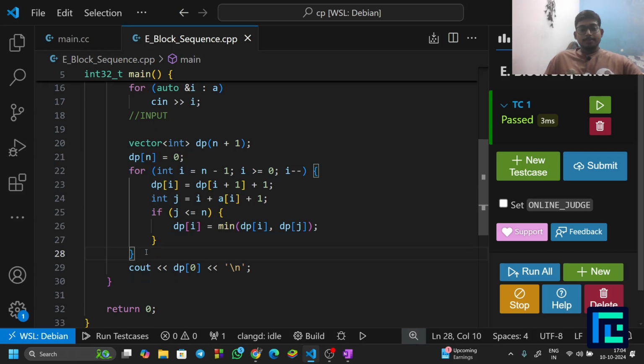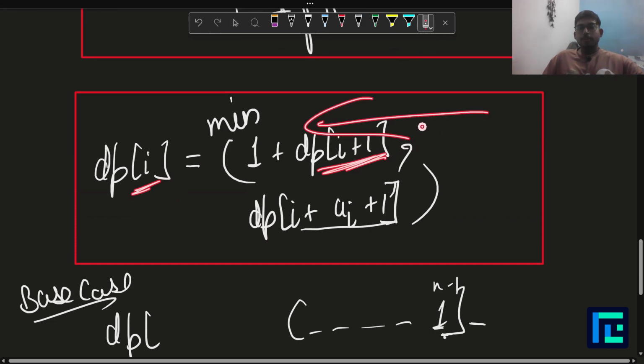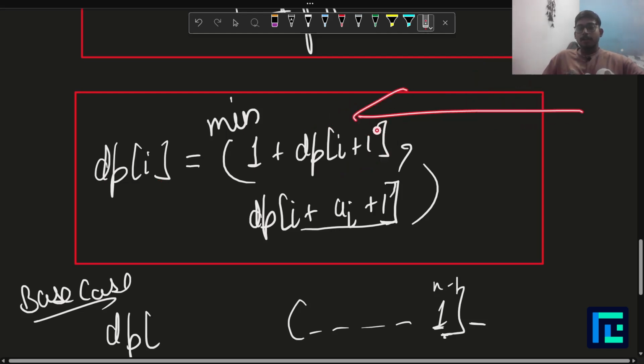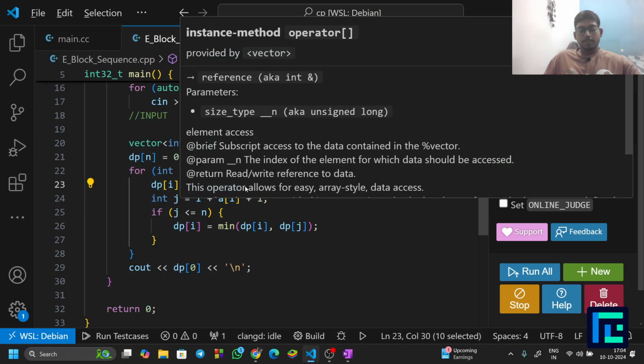Since my dp[i] depends on dp[i+1], I would have to compute from right to left. For computing i, my i+1 should already be computed. So I would move from right to left, from n-1 to 0. I'll run a reverse loop from n-1 to 0, i--. This way, whenever I am computing dp[i], my dp[i+1] is already computed.